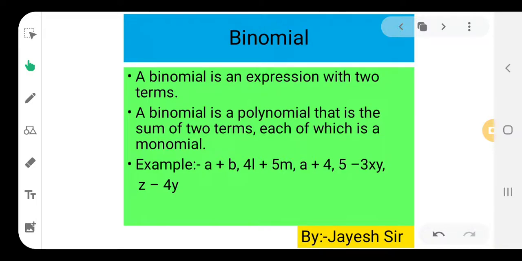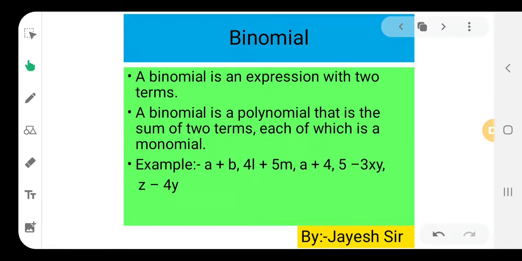Second, a binomial is a polynomial that is the sum of two terms, each of which is a monomial. That means it is the sum of two terms or the subtraction between two terms. For example, minus 3xy is a term, and their sum should be taken as per the integer rule. We know that plus times minus is minus, that's why the minus sign is over here. I hope you all are clear.